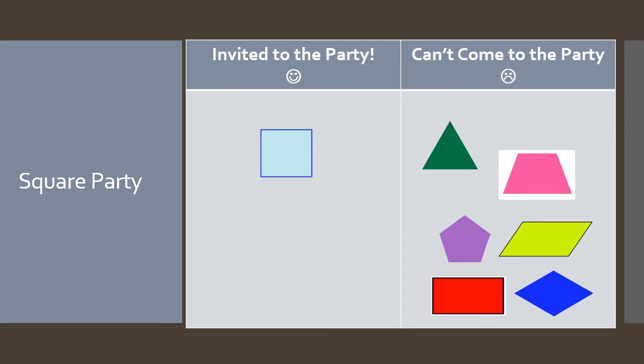A rhombus is not invited because it does not have to have right angles. It does not always have right angles, and a square has to have right angles. That's why a rhombus isn't invited. A rectangle is not invited to the party because a rectangle does not have to have 4 equal sides, and a square must have 4 equal sides. To be there, be square.